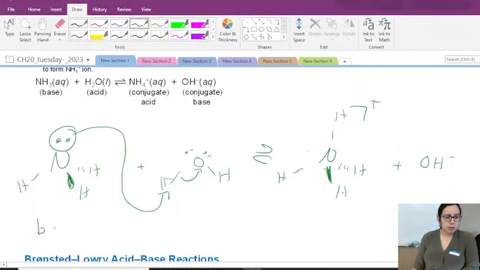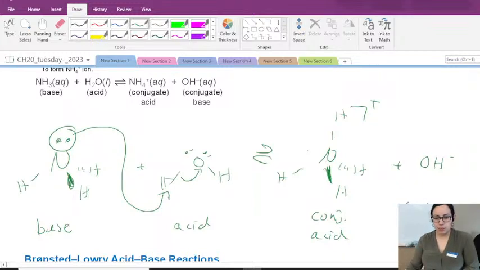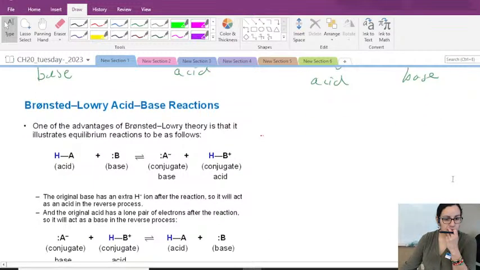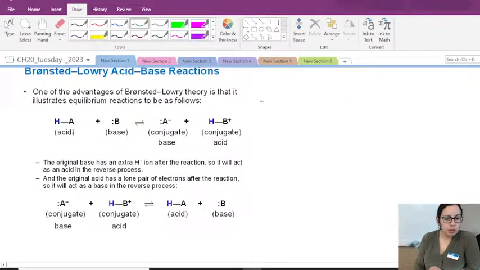So now we can label this. This was our base, since it donated electrons or accepted a proton. Our water is acting as our acid now, since it's losing a proton. Now this gained a proton, so we can say it's our conjugate acid. And of course our hydroxide is our conjugate base. And of course we can just write out our equilibrium as well and go backwards and forth.